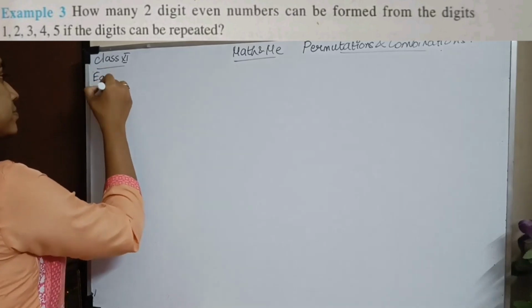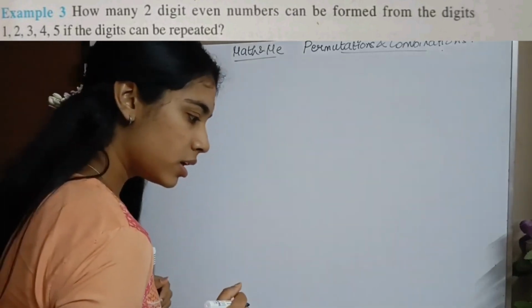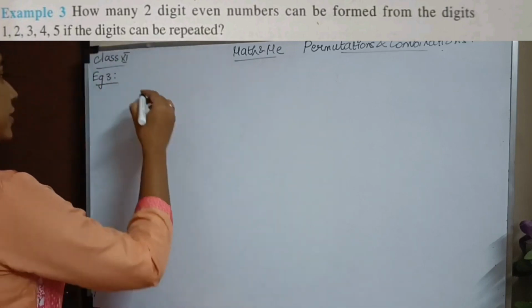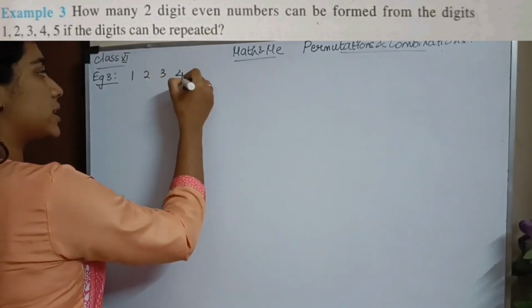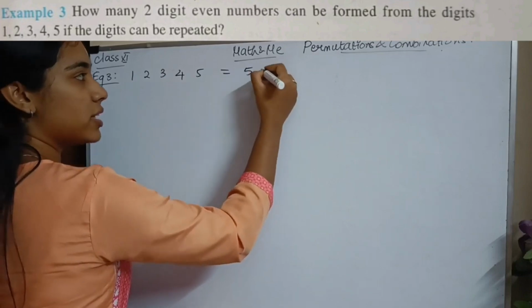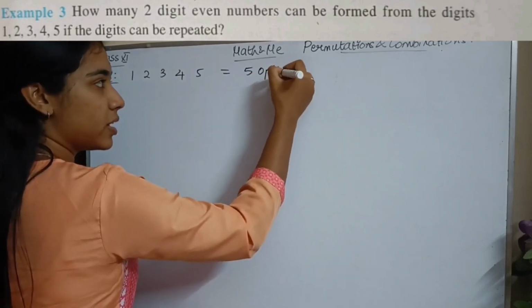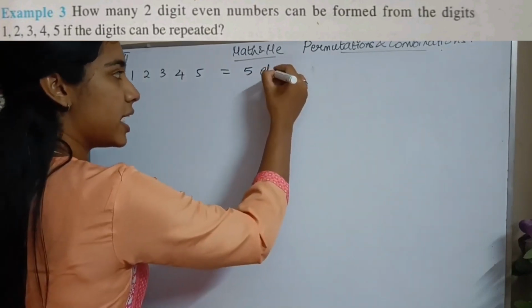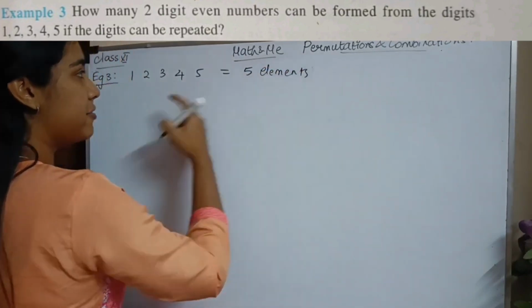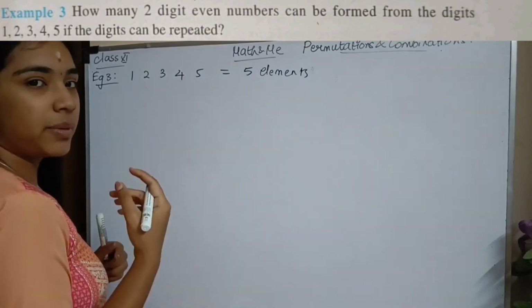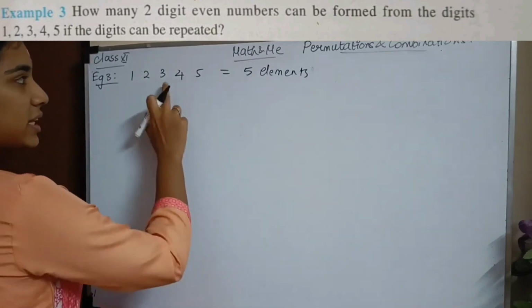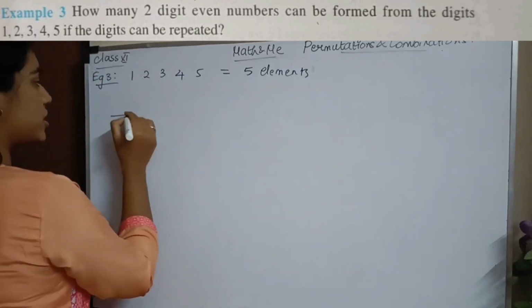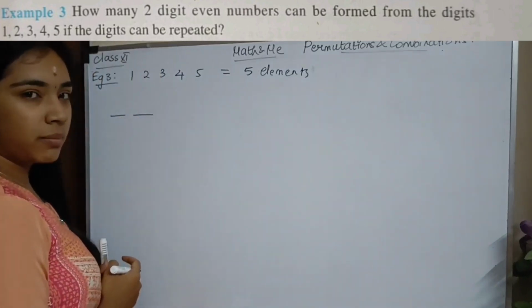Example 3. How many 2-digit even numbers can be formed from the digits 1, 2, 3, 4, 5? So 1, 2, 3, 4, 5. In total, I have 5 options. Or I'll write 5 elements, for you not to get confused. How many elements do I have? I have 5 elements: 1, 2, 3, 4, 5. It can be alphabets, it can be numbers, it can be anything. In this case, we have numbers. So 5 elements. I want to form a 2-digit number and I want the number to be even.